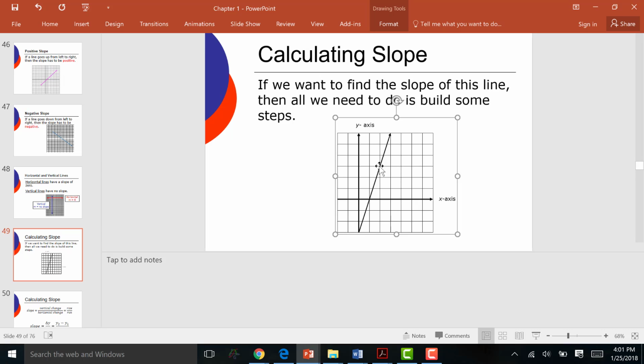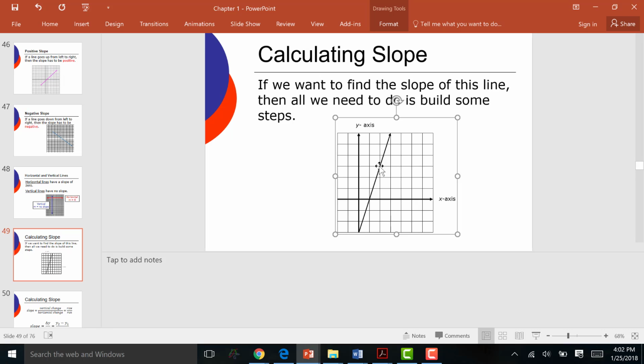So for the line that's on the screen, what's the slope? 3. Done. Okay. So that's one way to actually calculate or find the slope of a line. You literally are just counting spaces. Either you're counting spaces left and right for run, or you're counting spaces up and down for rise.